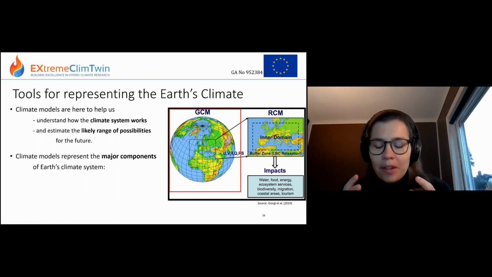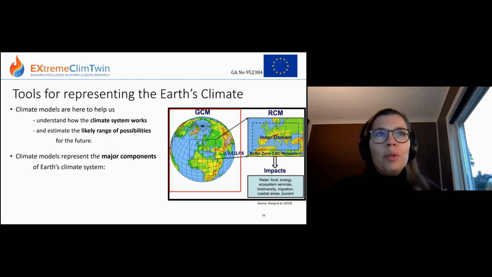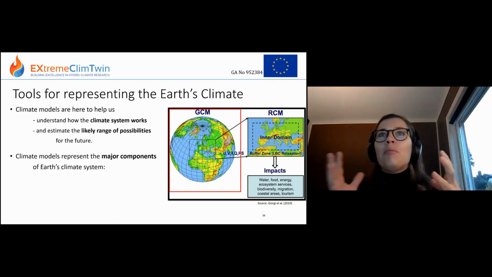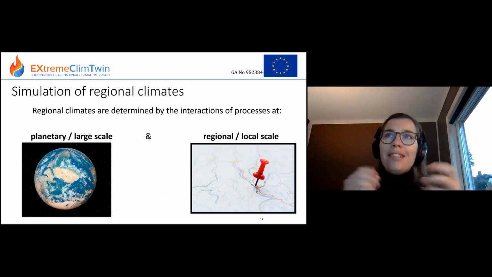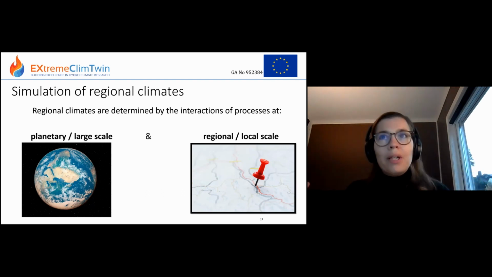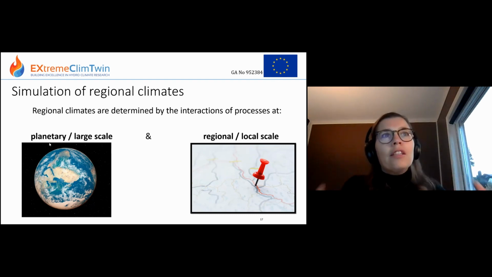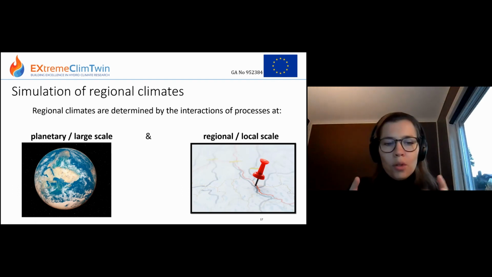But now, as you have seen with this IPCC, we really want to look more at the regional climate. And what's important to understand when you want to simulate the regional climate is that the regional climate is determined by or depends on the interactions of processes. So you have climate processes at different scales, and you need to represent that correctly. So you have processes at the large scale, the planetary scale, and you also have processes at the regional or local scale. And that needs to be taken into account in your model.